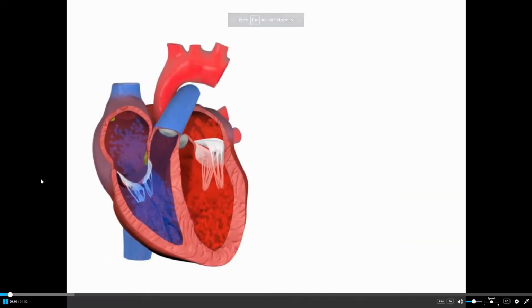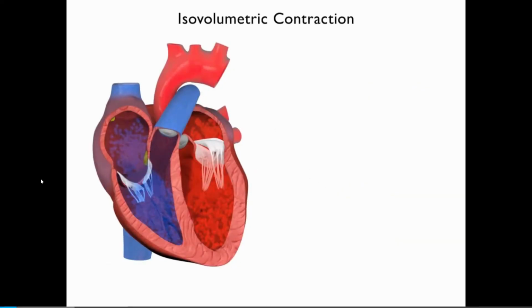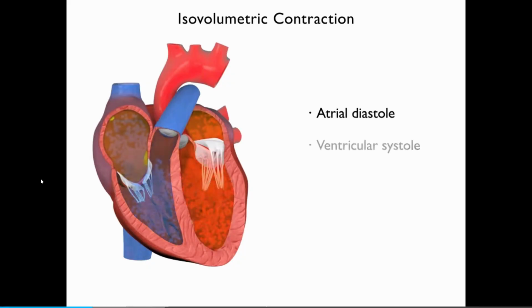The second phase of the cardiac cycle is isovolumetric contraction. 3 main events occur during isovolumetric contraction. First, atrial diastole allows blood to begin returning to the atria from the pulmonary and systemic circuits. Second, while the atria relax, ventricular systole increases pressure in the ventricles.